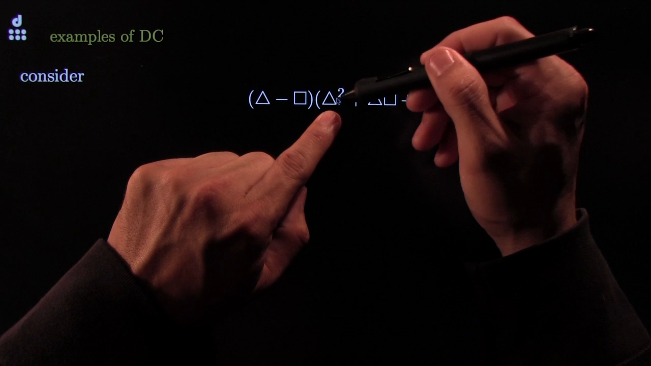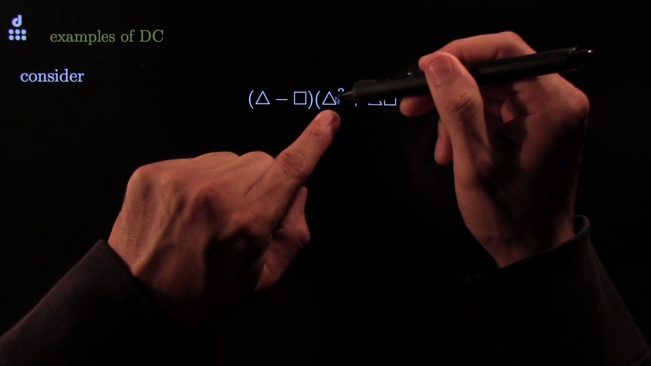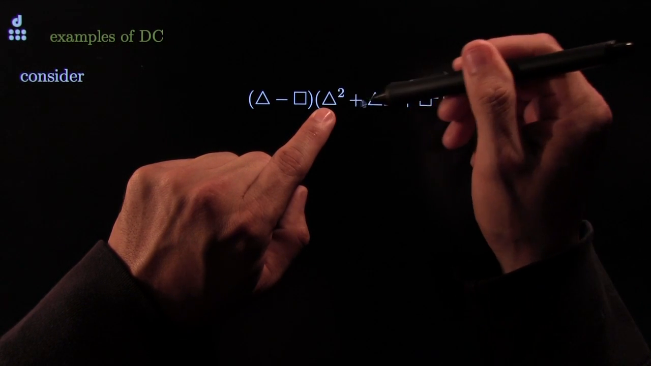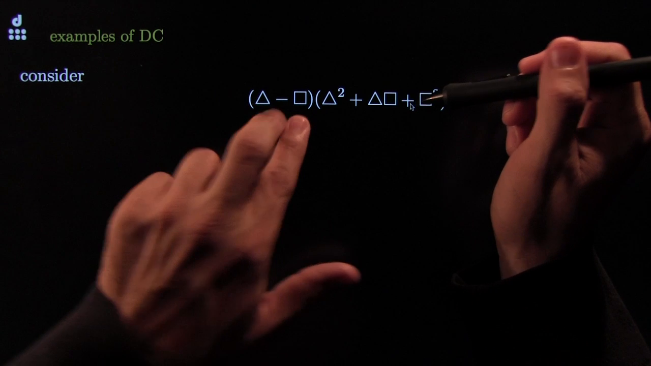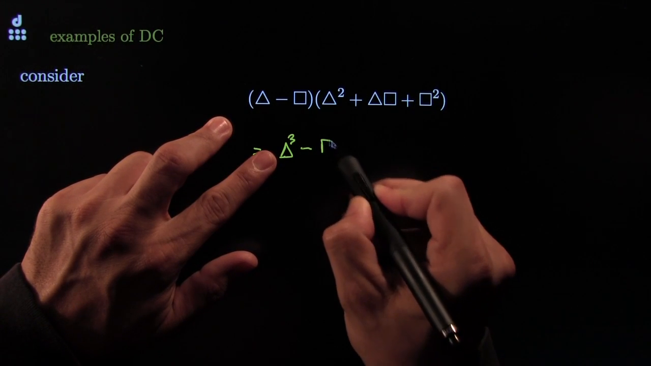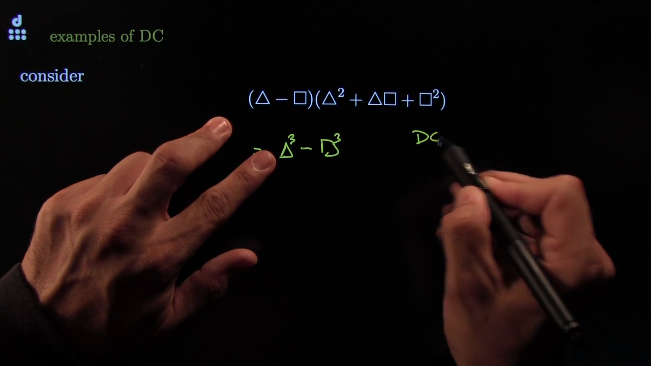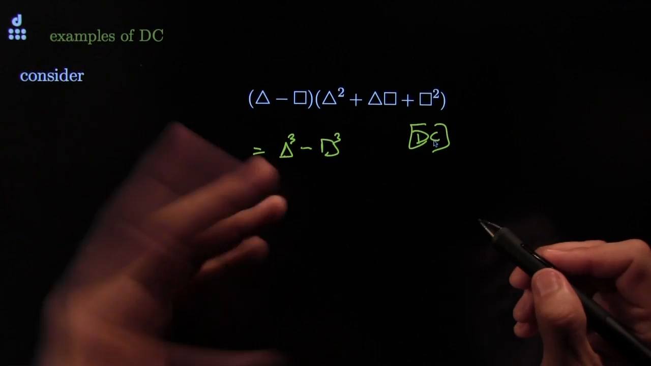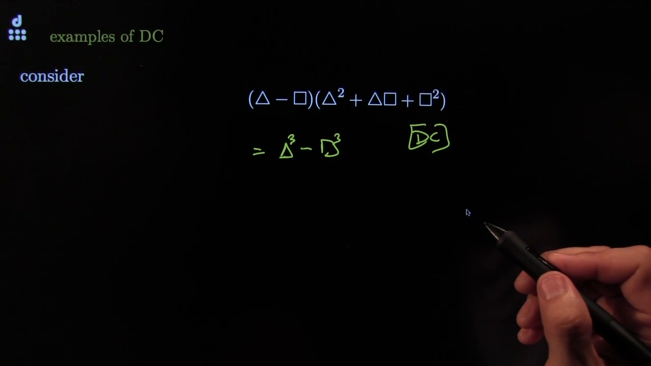Here, check the pattern. You've got this guy squared, that guy squared. The number of triangles decreases, the number of squares increases, and you have the difference over here. That's a perfect candidate. That is triangle cubed minus square cubed by difference of cubes. And you're done. Or you could do it the long way if you want.